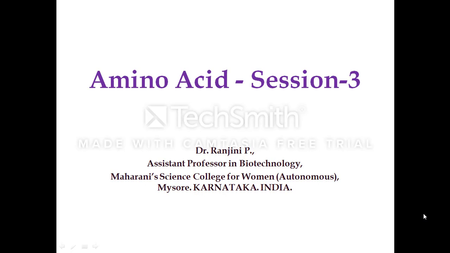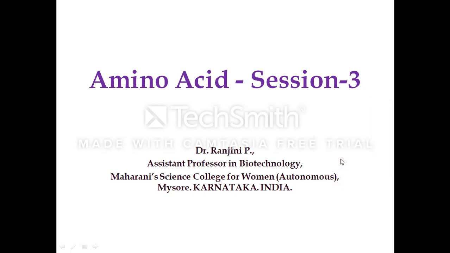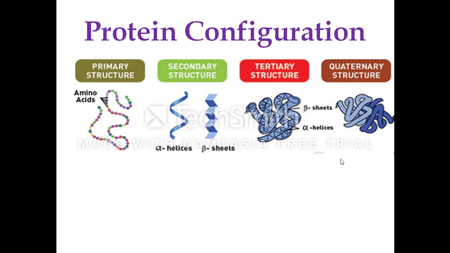Today in this session we learn about the different protein configurations. For convenience, to explain the complicated structure, biochemists have described 4 different configurations for protein structure. They are primary structure, secondary structure, tertiary structure, and quaternary structure.